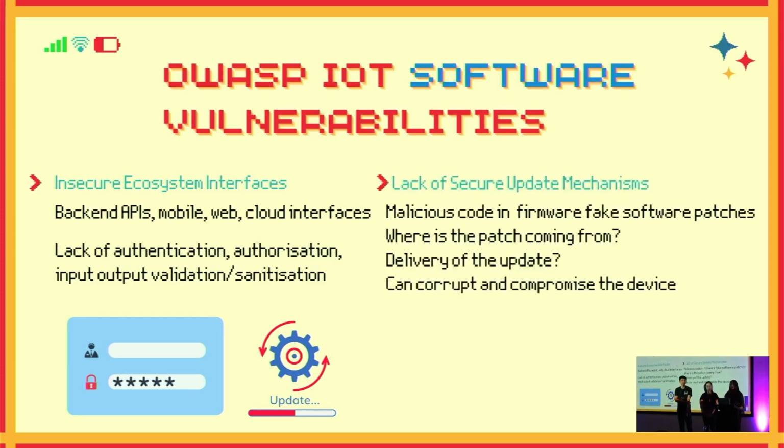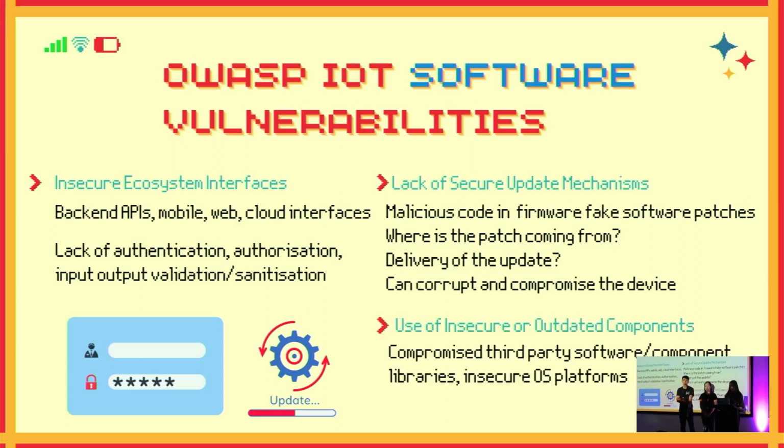Another thing that ties in is also lack of secure update mechanisms. I don't know if you guys know, but there's actually a lot of malicious code that can be injected in the fake firmware and software patches that are available on the internet. So it's important to check where the patches are actually coming from, as it could be coming from an attacker through a phishing link. And it's also important to consider whether your update is being delivered to your device encrypted or unencrypted. Can it be intercepted by an attacker? By injecting that malicious code into your device, an attacker can corrupt and compromise your device.